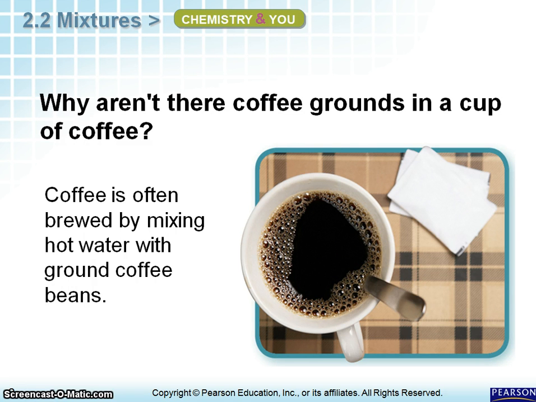So we're going to look at the components of understanding the different types of mixtures. The important thing is to understand it at a macroscopic level and a submicroscopic level. So hopefully with the examples I show you, you'll start to understand those differences.